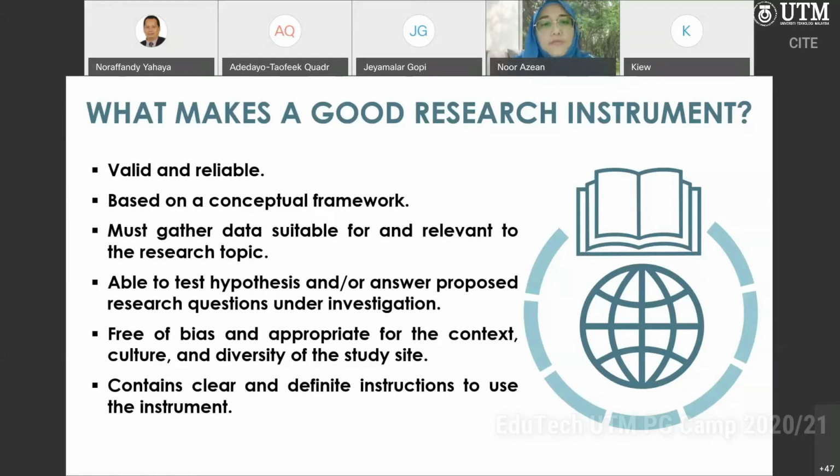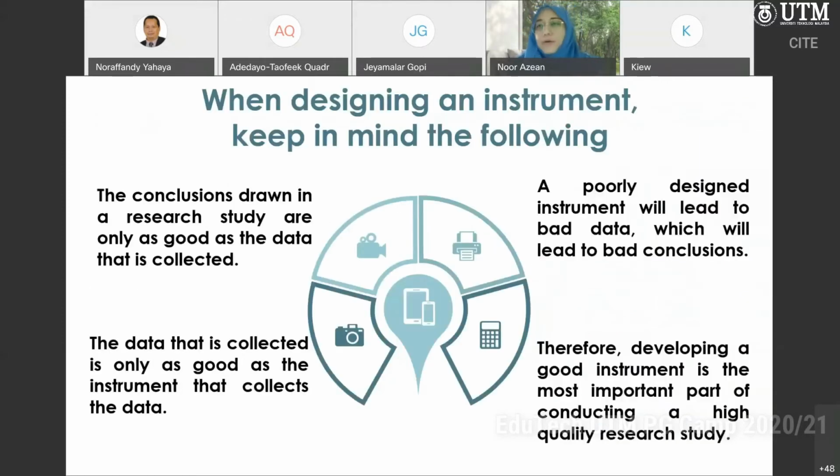So for those who have a problem, we, as education technology lecturers, always love to help students if you need to validate your instrument. Okay.